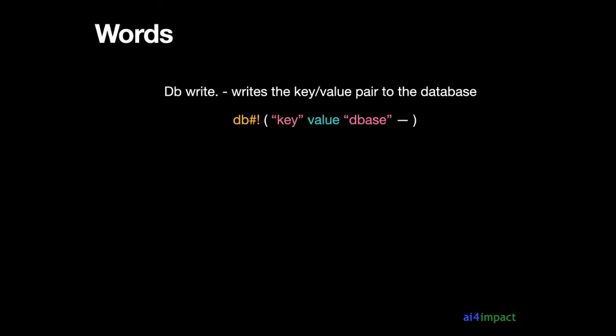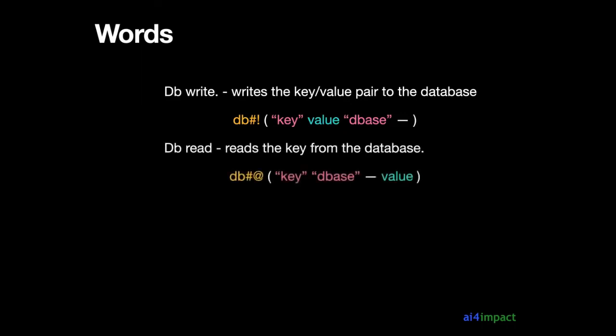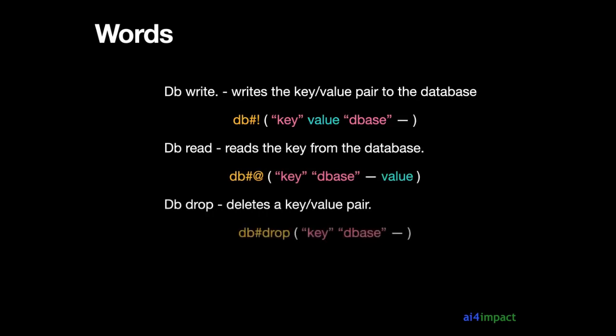You can run the test, and you can delete the test stuff, and you can write on the live one, etc. Similar for the reads as well. It's the key and the database name, and then that will return a value. And db drop, which deletes a key value pair. So you indicate the key that you want to drop or remove from that database, and it will then remove it for you. So just 3 words, nothing else.